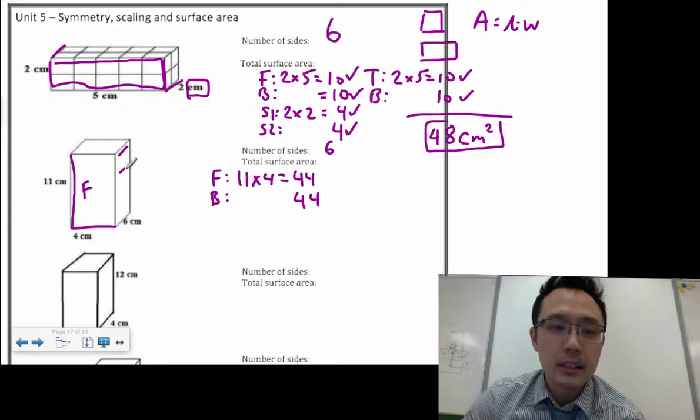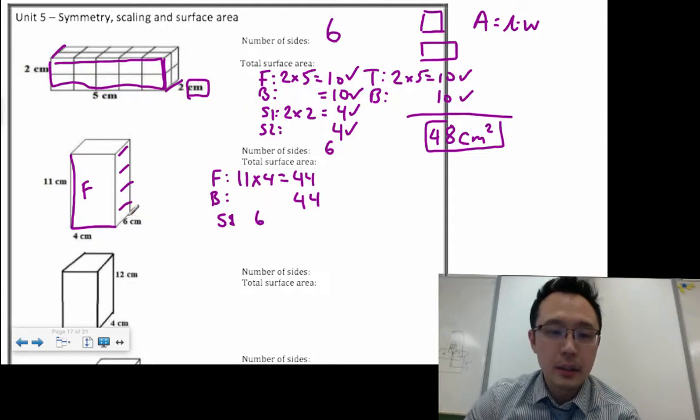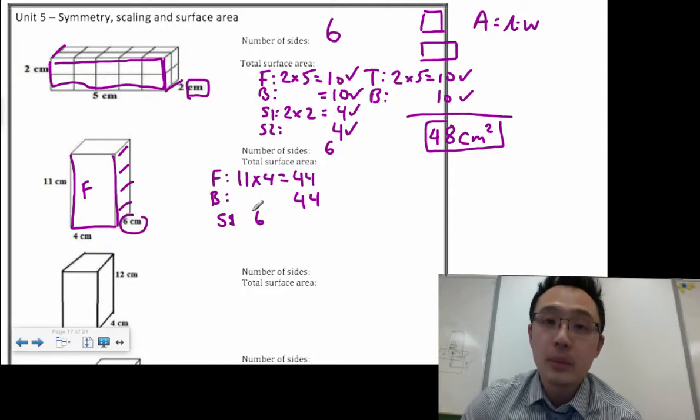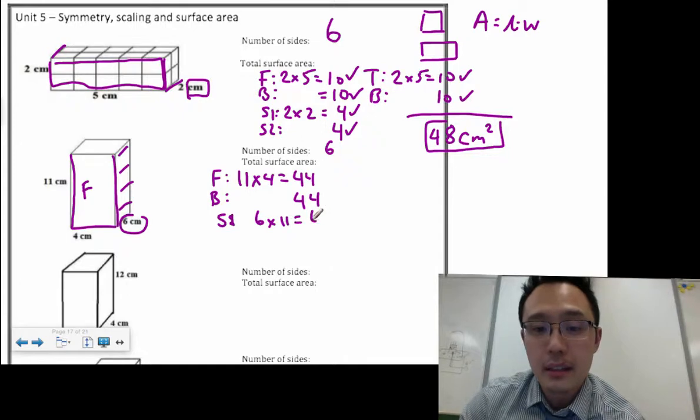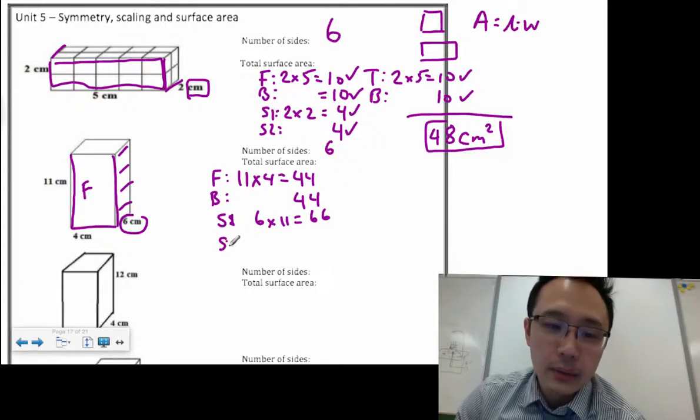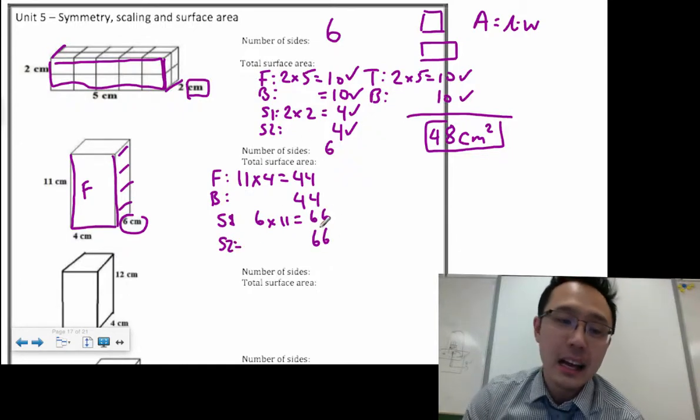Let's look at the side of this one. So side 1 is going to be 6. Here's my 6, and then we have to multiply by the height, which is 11. So 6 times 11 is 66. If we have one side, we have to have the other side, which is 66 as well.